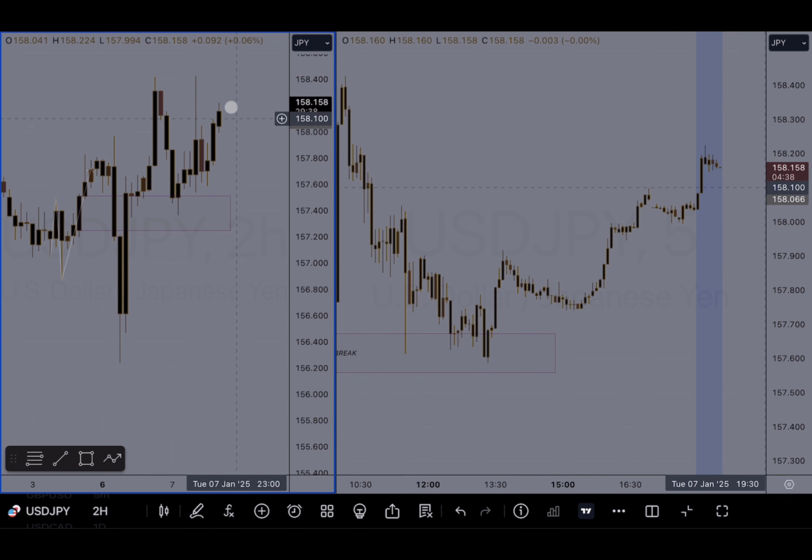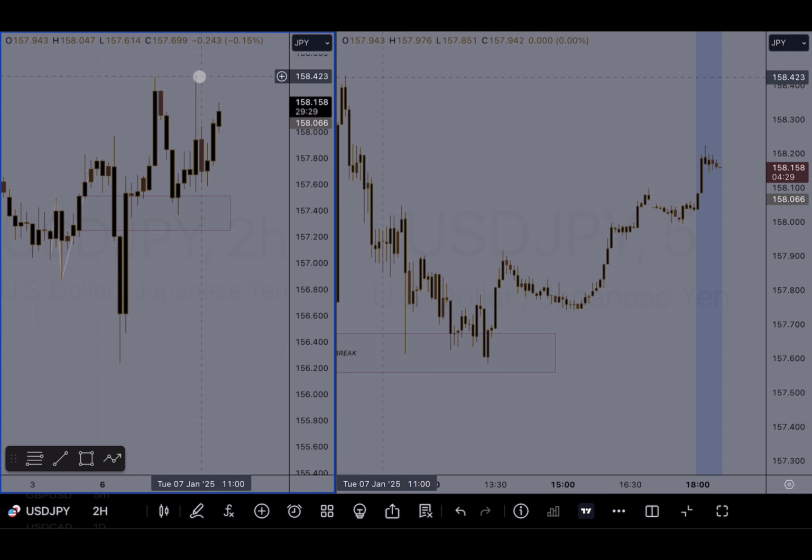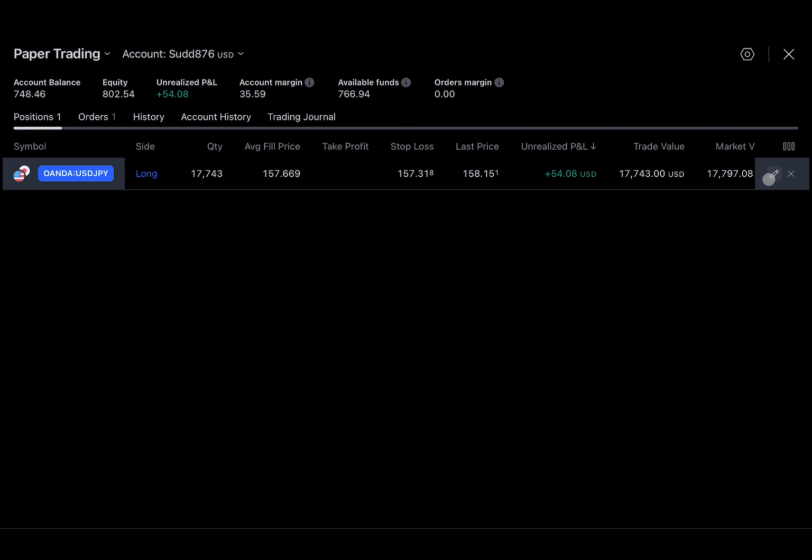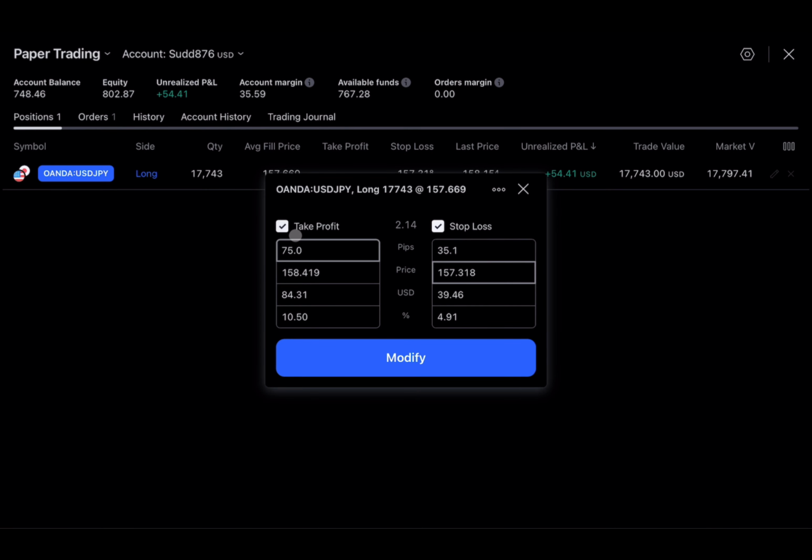So we're going to go ahead and modify our trade to make sure that we are on the safe side as it relates to protecting our account capital. And we want to say 158.420 would be a good level to get out of this trade for our profit target. So let's go ahead and modify that. Take profit 158.420. And we can go ahead and move our stop loss.